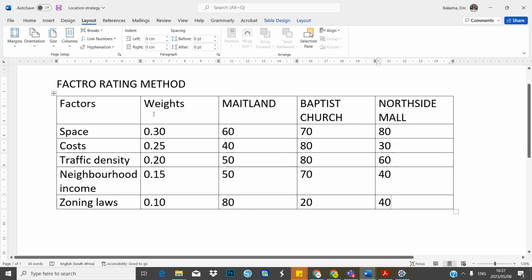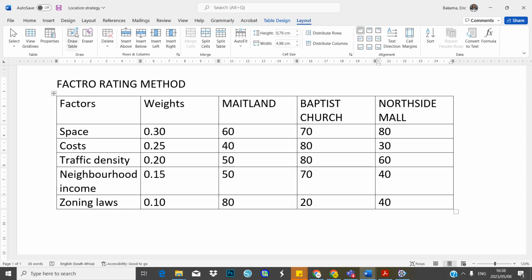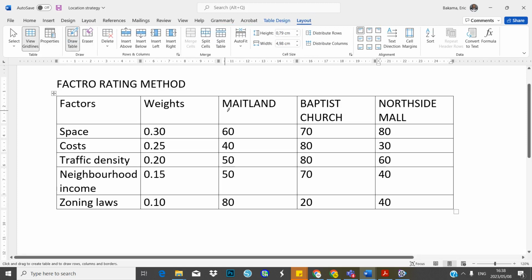The very first thing that you do is you need to calculate the weight for every area. Let's start with the Maitland one. So I'm going to create some space on my table here, and I'll do something like this. Then I'll do the same thing like this for the mall. Now, in this case, what do I do?